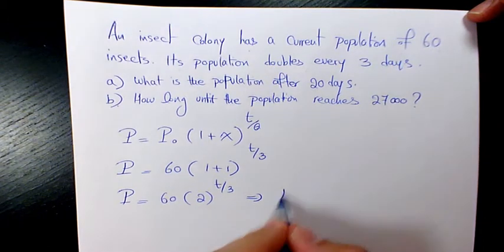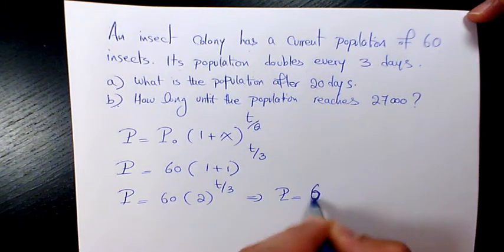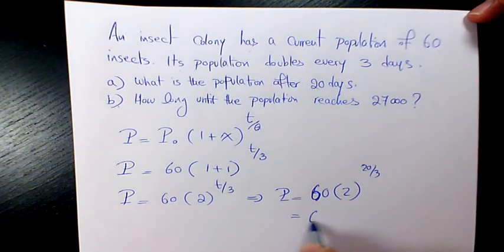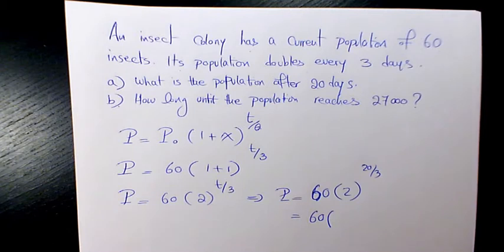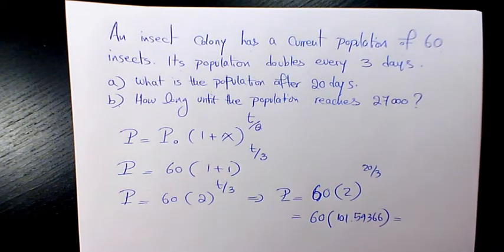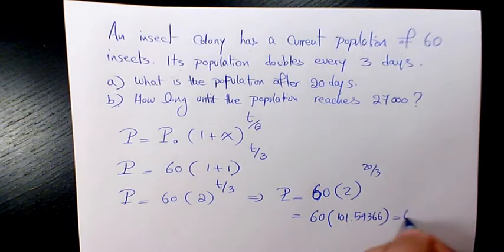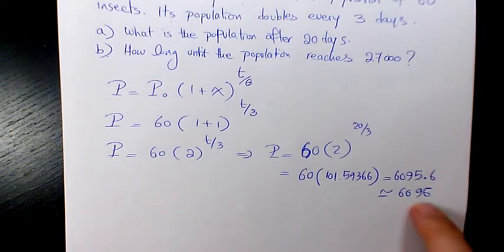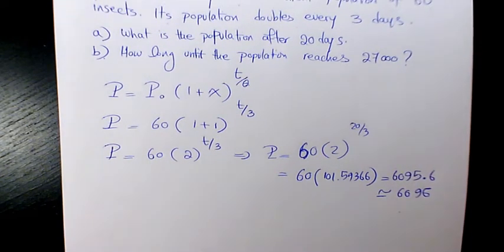Okay, so after 20 days, we have 60 times 2 to the power of 20 divided by 3. 2 to the power of 20 over 3 is 101.59366, times 60 is going to be 6,095.6, which rounds to 6,096. So that's the answer for the first part. It means this is going to be the new population after 20 days.